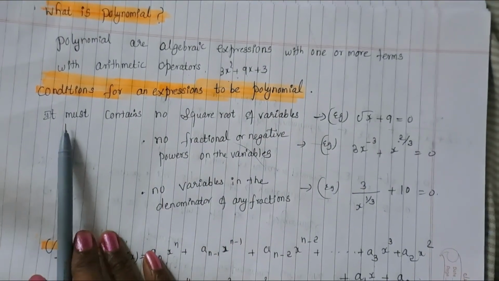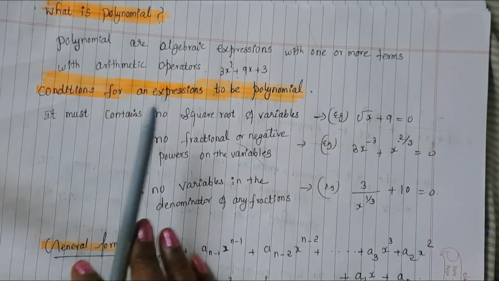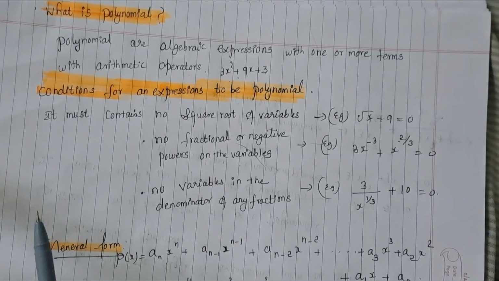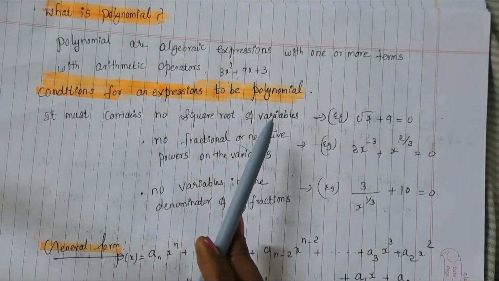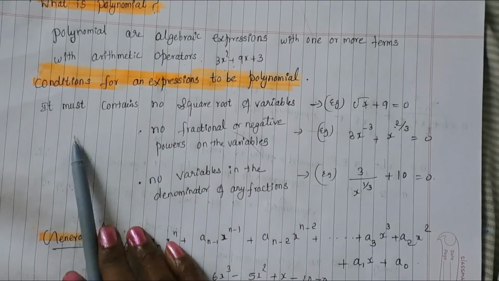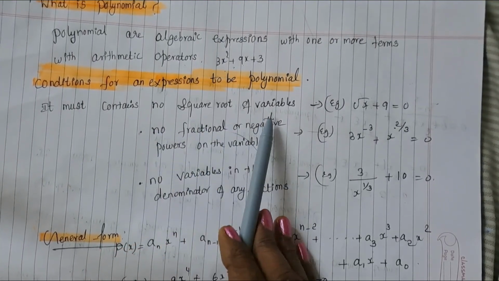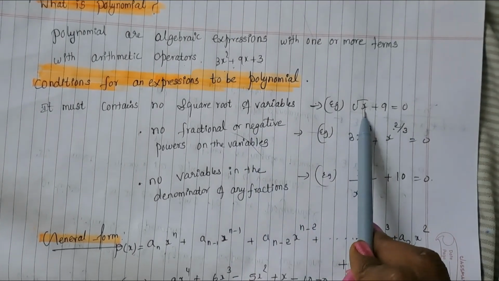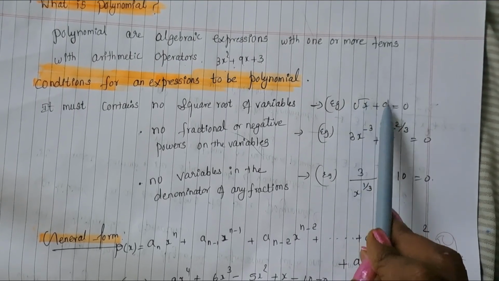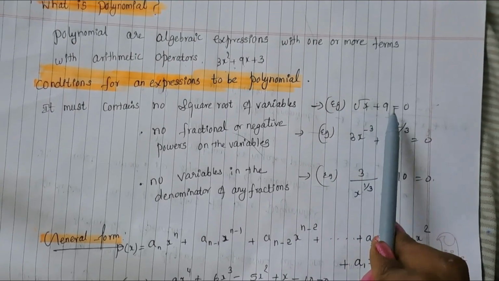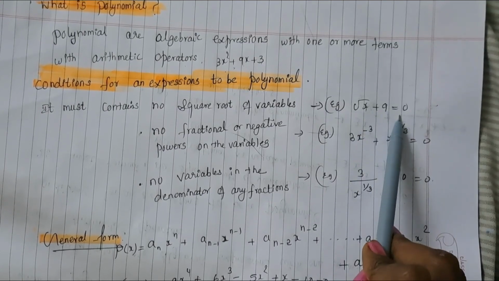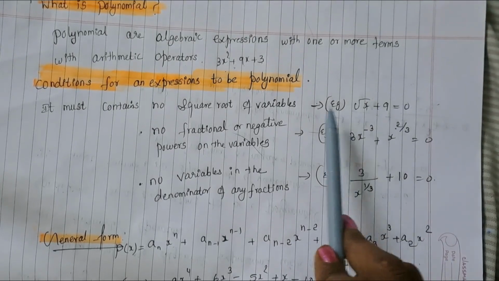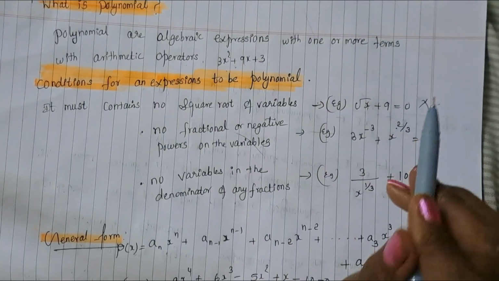Okay, and I told you not all algebraic expressions are polynomials, so there are some conditions for an expression to be a polynomial. The first one is it must contain no square root of variables. What it means is that root x plus 9 we don't call a polynomial. This is an algebraic expression, that's all. But it is not a polynomial, because if anything has a root of the variable, then you can say this is not a polynomial.